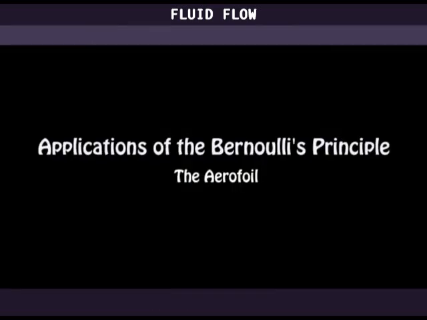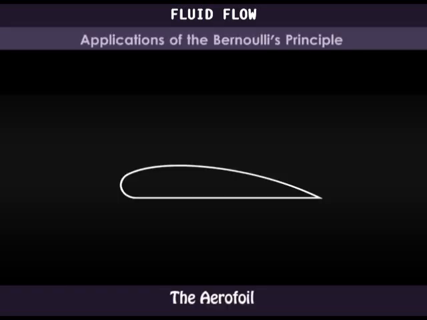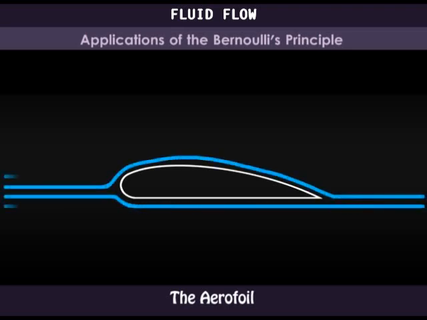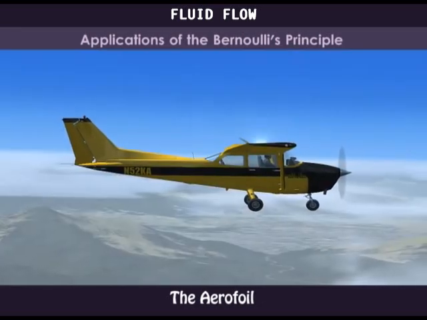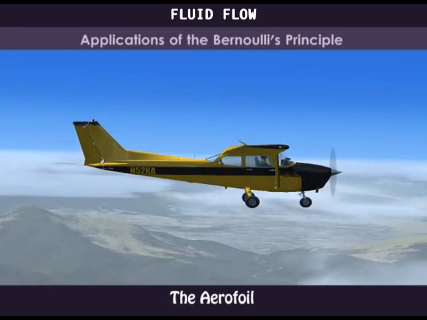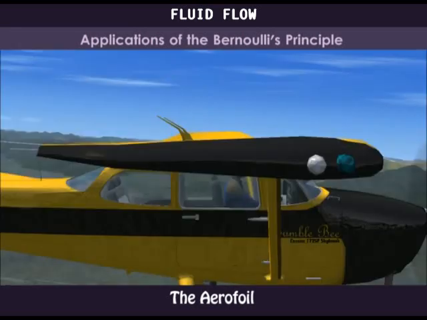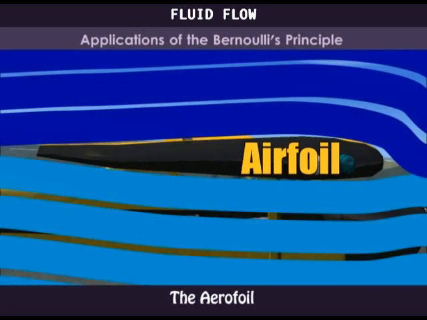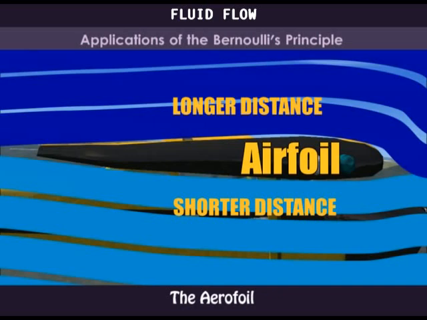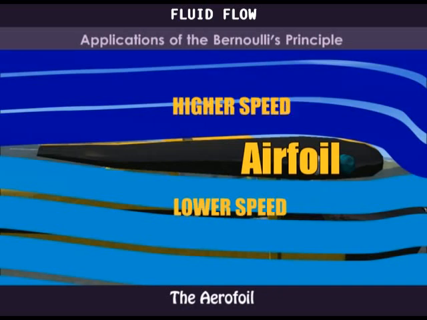Next, we look at more applications of Bernoulli's principle. We start with the aerofoil. This is a structure that is constructed in such a way that the fluid flowing above it moves with a higher speed than that flowing below it. Aircraft wings and helicopter rotor blades are examples of aerofoils. Because the fluid flowing above the aerofoil has to travel a longer distance than that flowing below, it has to travel at a higher speed compared to the low speed underneath.